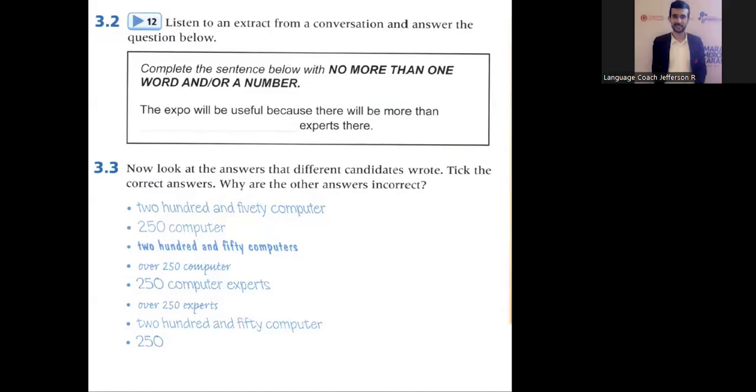Hi, I'm interested in buying a ticket for the Small Business Expo next week, but I'm not sure it will be useful for me. Well, this year we wanted to focus on computer skills. So, as well as representatives from 400 small businesses, we've invited over 250 specialists in that area. Oh, that should be interesting.